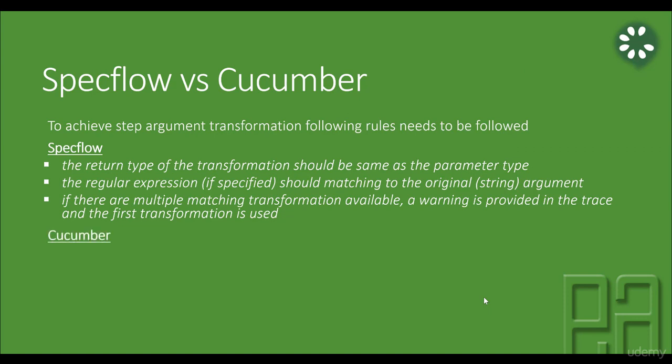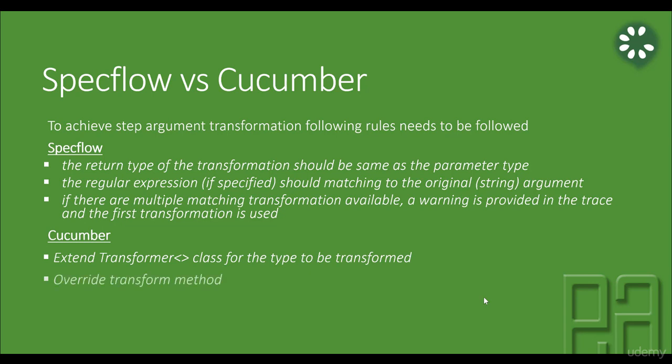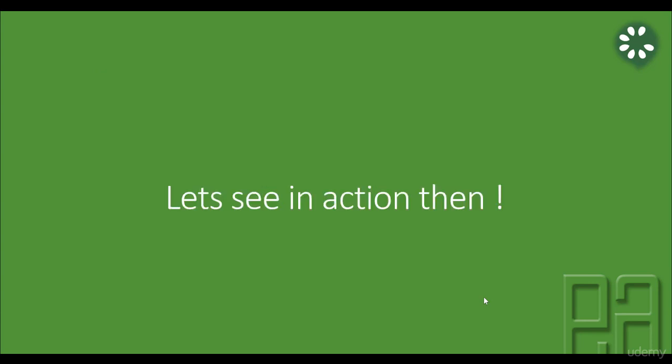But in Cucumber, there is no such harsh rules available. You just need to extend any type to transformer type, and then you need to override the transform method available in the transformer class, and then the argument that you need to convert or transform should be called with an @transform annotation as a parameter. So this is what is the rules, and it is pretty straightforward and simple. So let's quickly see this in action and see how things works.